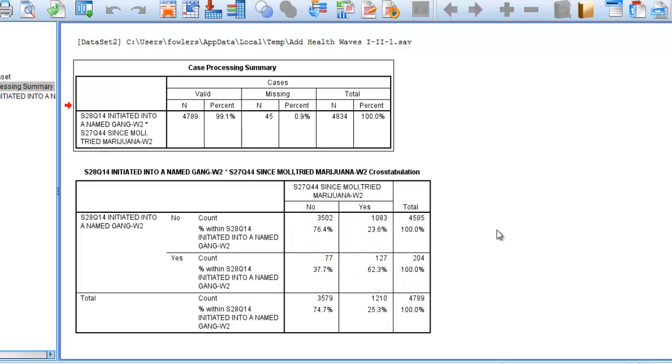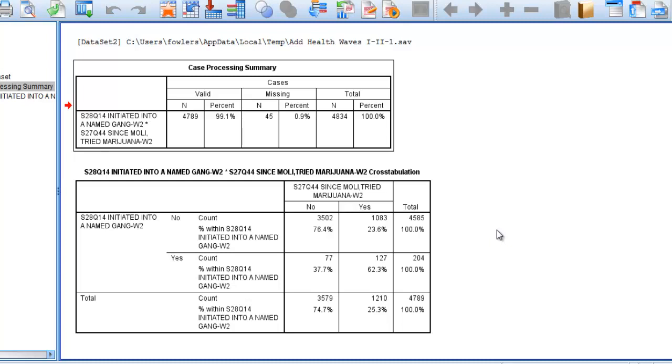And notice that the low percentages are also on the diagonal. For those people that were not initiated into a gang, only 23.6% did try marijuana since the last month of interview. And for the people that were initiated into a gang, only 37.7% did not try marijuana. So the lows and the highs are on a diagonal here. That is a good indicator that there is a relationship between being in a gang and trying marijuana.